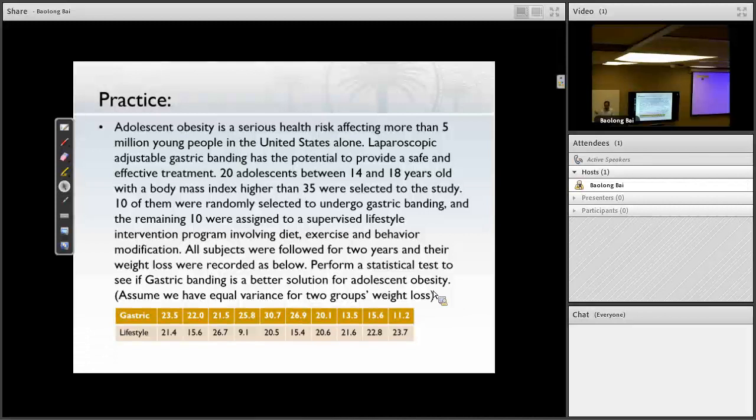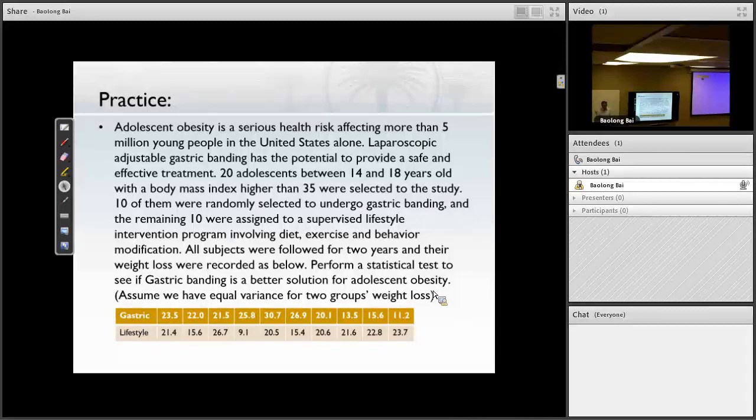So all subjects were followed for 2 years after they went through either of the processes. One is surgery, the other is an intervention program. Now their weight loss was reported. And now we need to see if gastric binding is a better solution for adolescent obesity. Basically, is gastric binding more effective? Are you going to have a bigger weight loss if you go through the gastric binding, because it's more expensive?